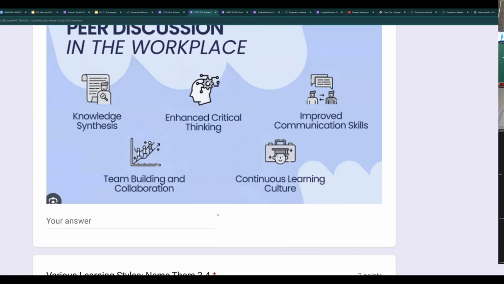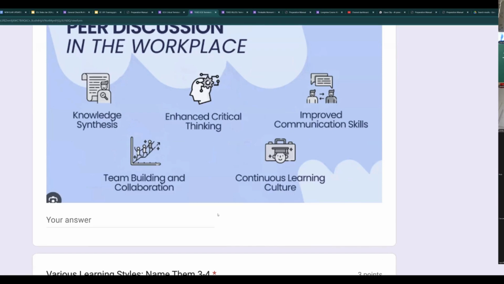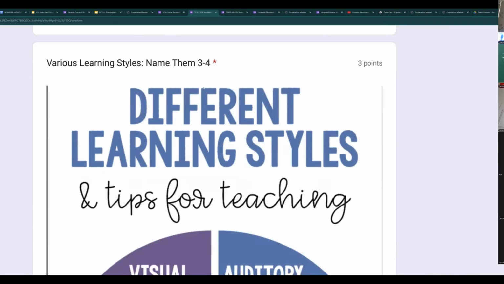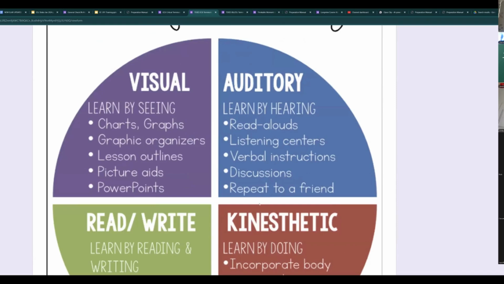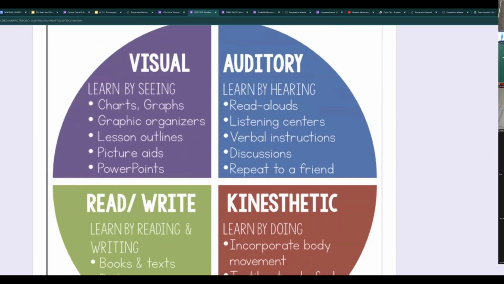But at least you're writing, so that's interacting with the material. But really, we're going to move on to the various learning styles, just in case they didn't cover it. Visual, auditory, kinesthetic.